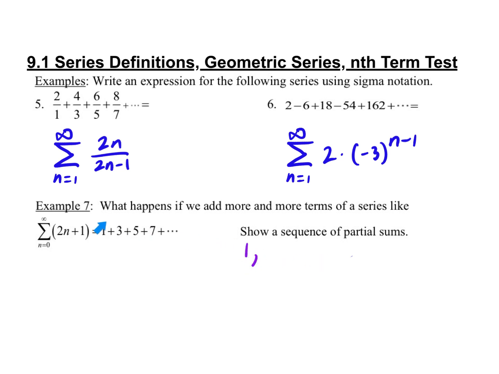Now it says sequence, we're just making a list. The second partial sum is adding these two terms together, so that gives me 4. What's the third partial sum? 9. What is the fourth partial sum? 16. And the fifth partial sum? 25. It would go on forever, but that is my list of partial sums.